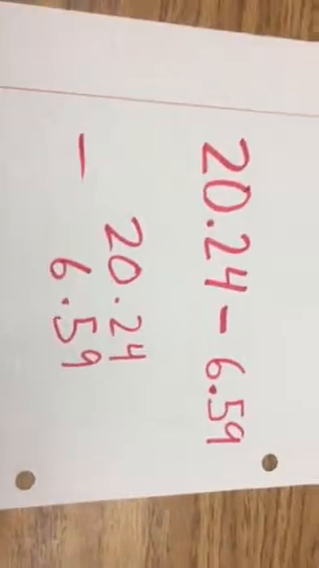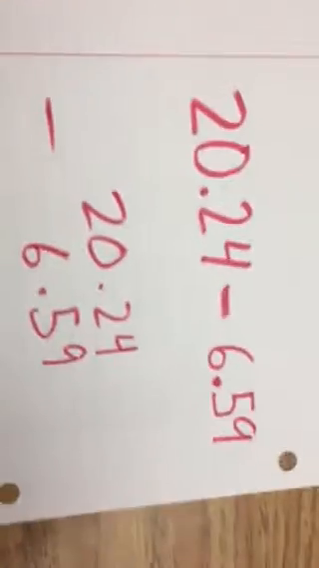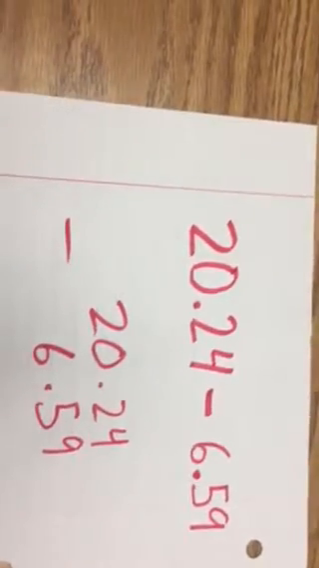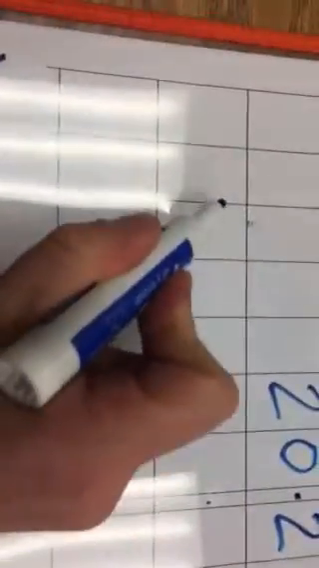Now, even though I wrote it like this, I am not going to do this on paper. I am going to use my SmartPal because my SmartPal helps me line things up and it helps things make sense. Okay, so if we go here, we're going to write our problem in. 20 and 24 hundredths minus 6 and 59 hundredths. All right. Now I love this. It's all organized. It's all lined up.